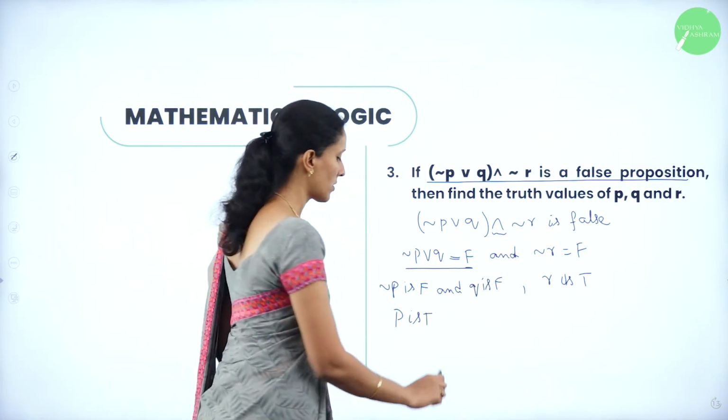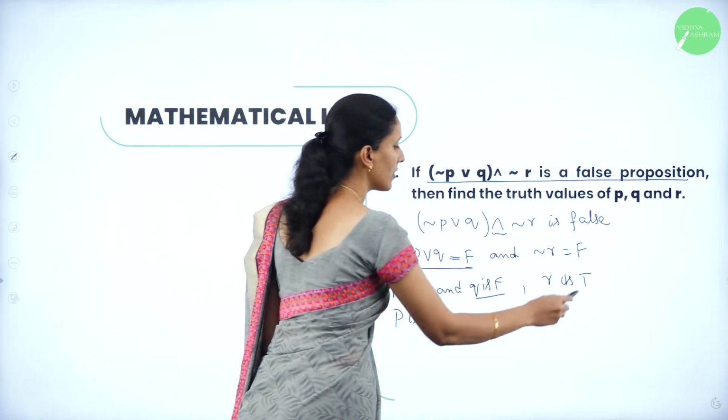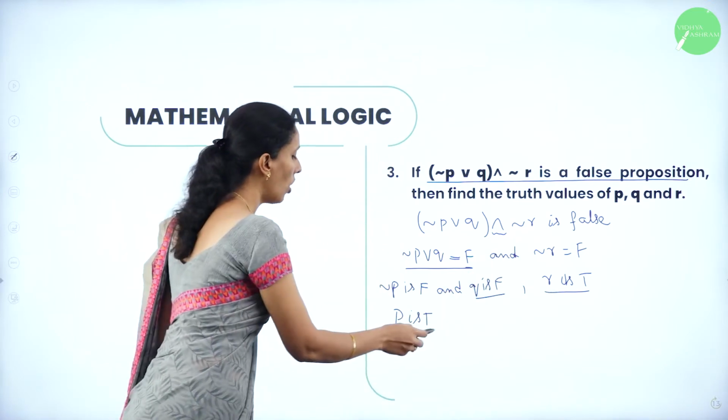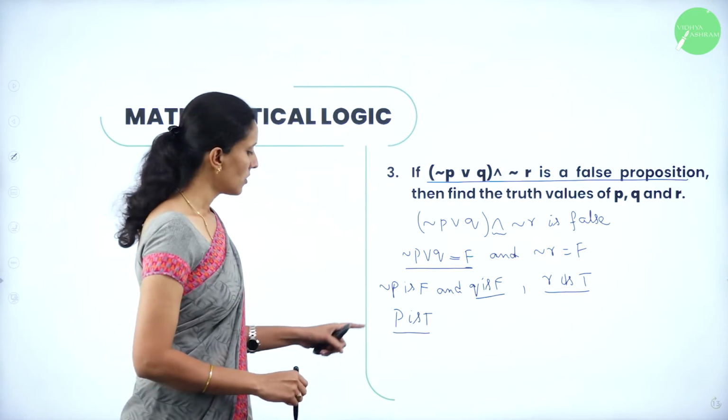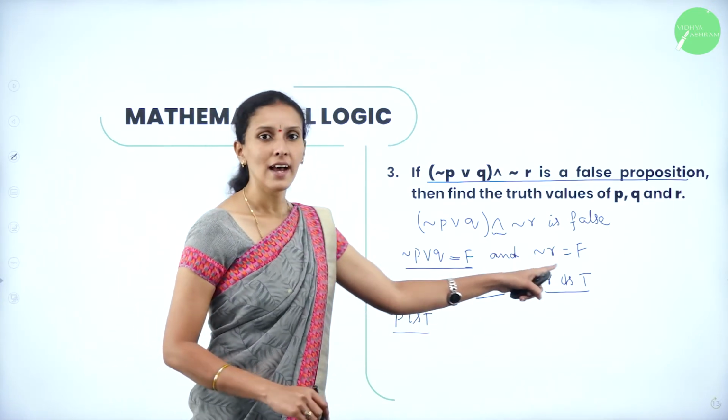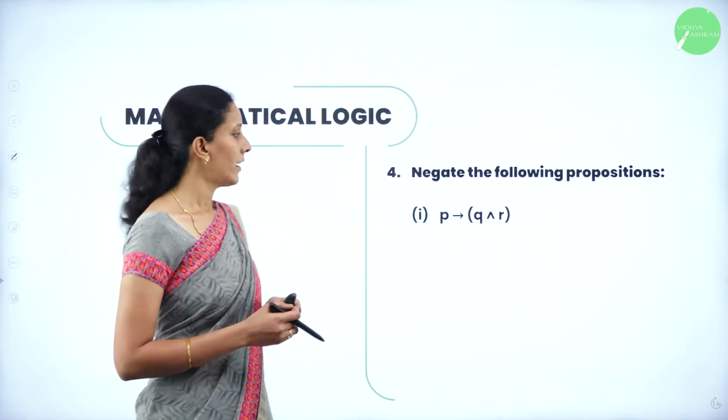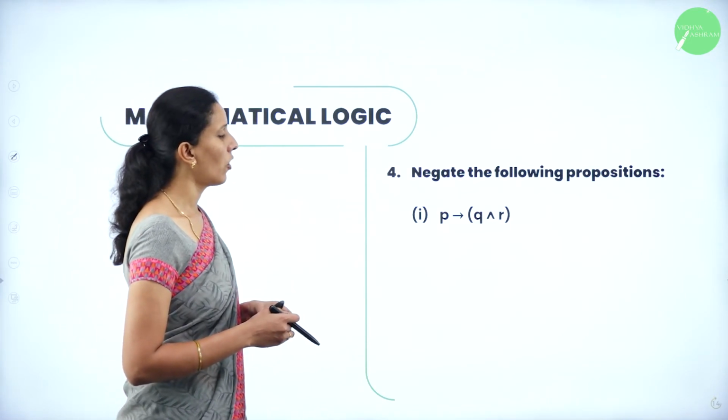When Q is false, given, R is true. So we have got all the values for the propositions P, Q and R. So P is true, Q is false, R is true. So next type is negate the following proposition.